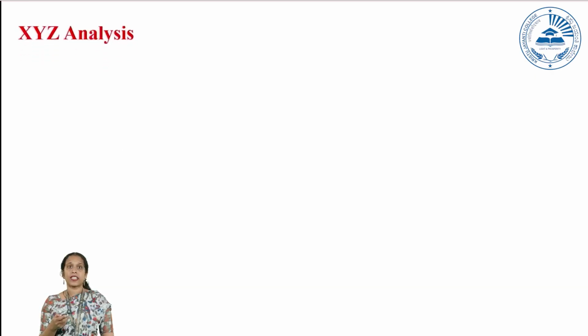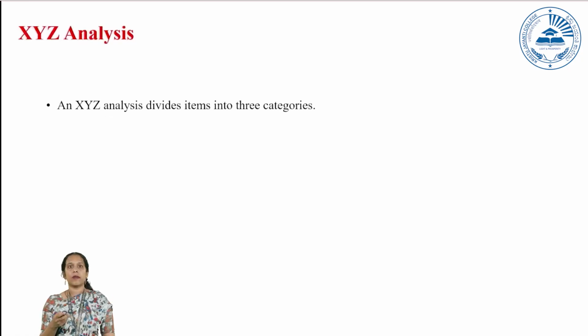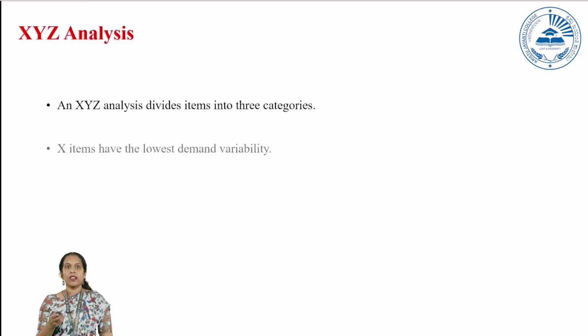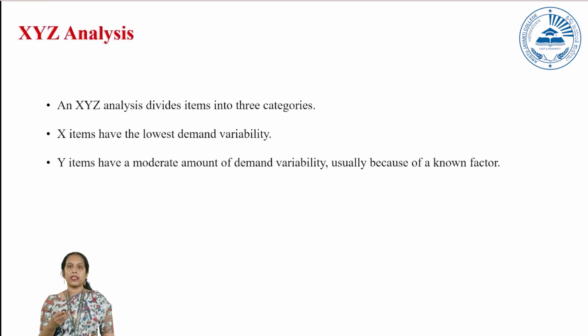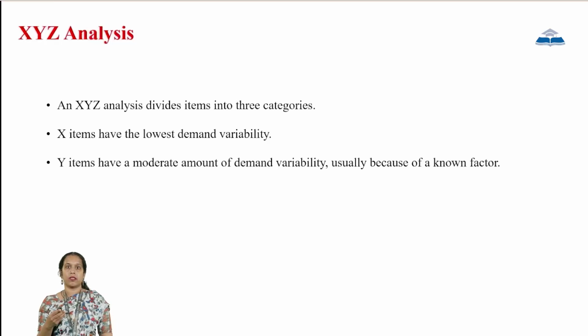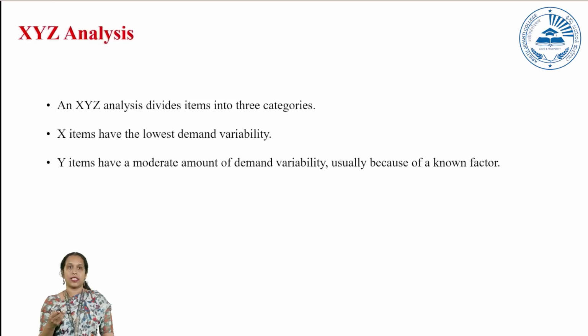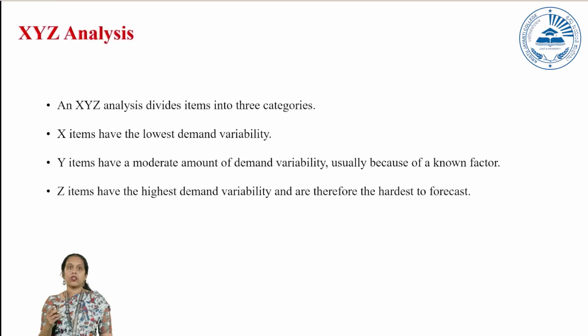And next is the XYZ analysis. This is based on the demand. According to the demand, they categorize the items into X, Y and Z. Here the X items have a fixed demand. Next, Y items have a moderate demand, with moderate demand variability. And next is Z items. Z items will have high demand fluctuations.